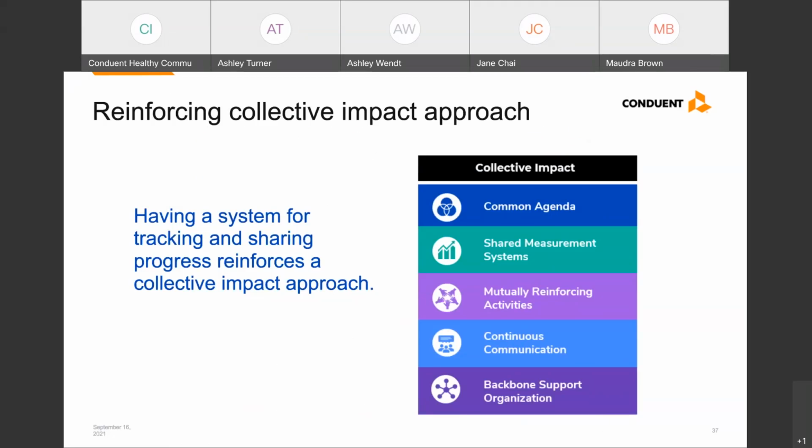We really want to acknowledge that many of you are likely using a collective impact approach to your work. Having a system for tracking and sharing progress reinforces this approach by allowing you and your partners to contribute data through shared measurement systems, track mutually reinforcing activities, and create an infrastructure for reporting and accountability.